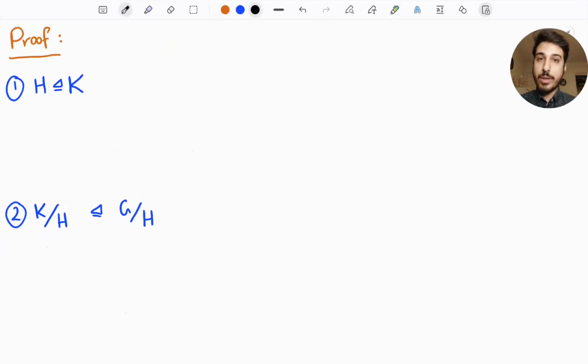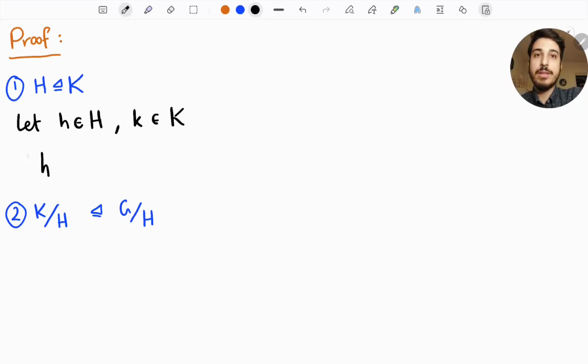The proof of the first two parts of the proposition is fairly easier and more straightforward than the third. So the first part we have H is a normal subgroup of K. We already know it's a subgroup, so all that's left is for us to show that H is closed under conjugates. So we let an element h in H and k in K. We want to show that the conjugate of h by k is an element in H. And this is in fact true because H is a normal subgroup of G.